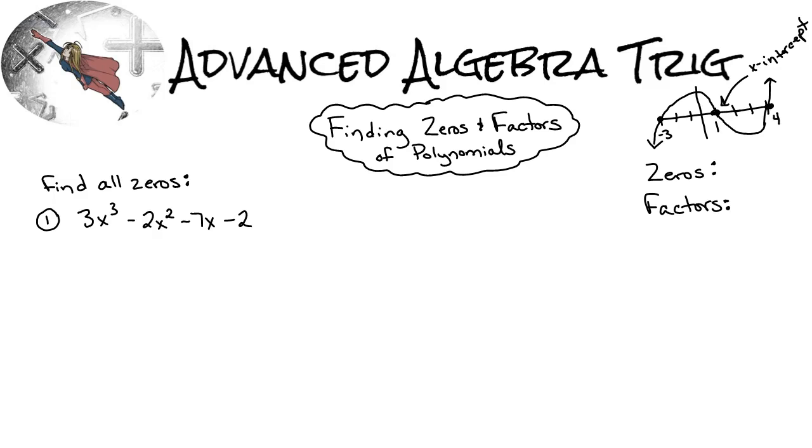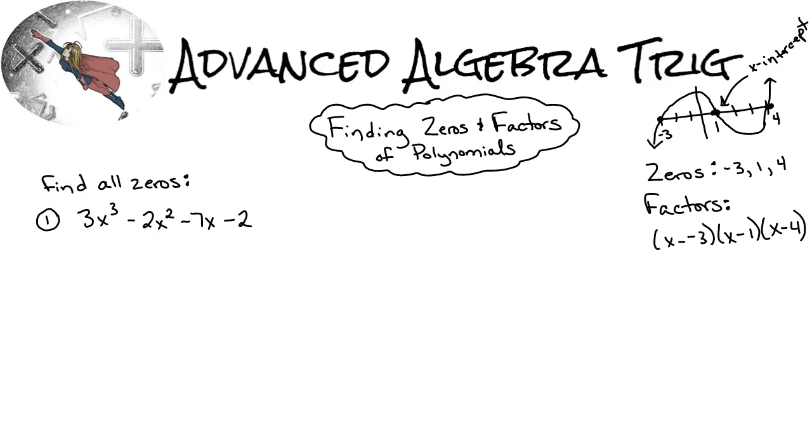Well, another name for an x-intercept is a zero. And so the zeros of this graph are -3, 1, and 4, just those numbers. Now, if we were to turn those 3 numbers into factors, I would write x minus -3, x minus 1, and x minus 4.